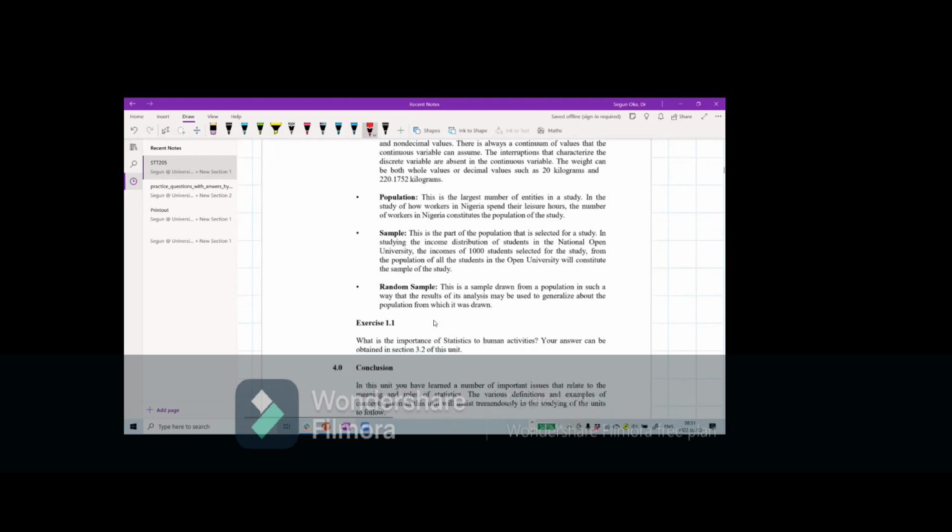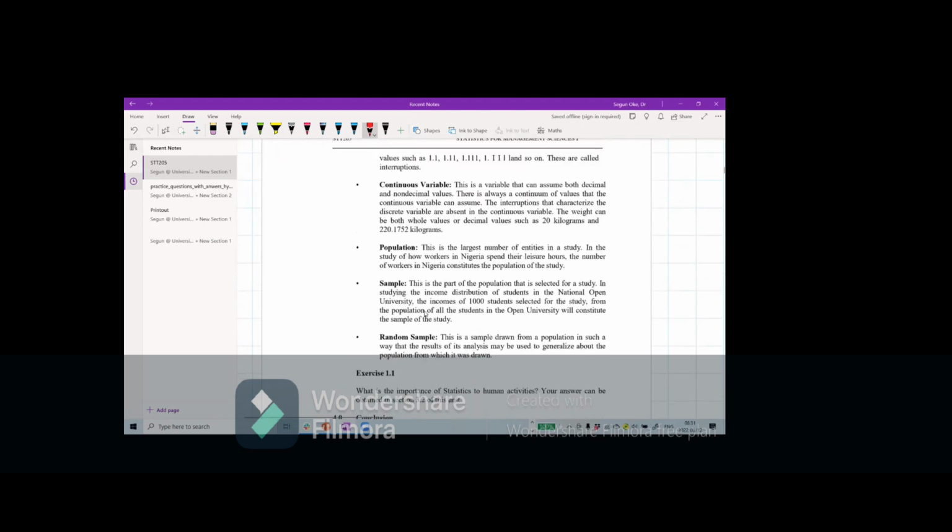So now, when we are talking about population, population is a very large number of entities in the study.